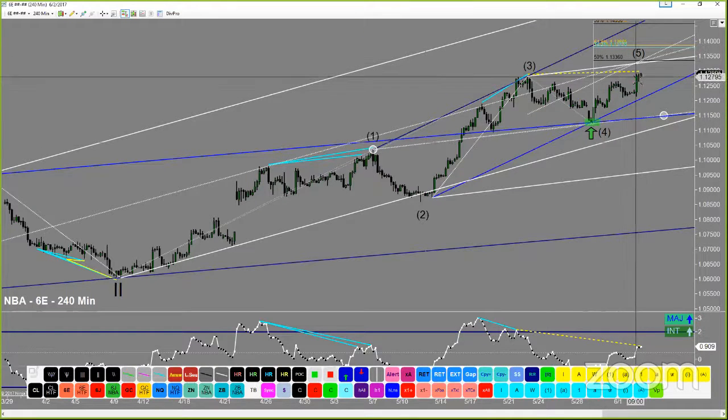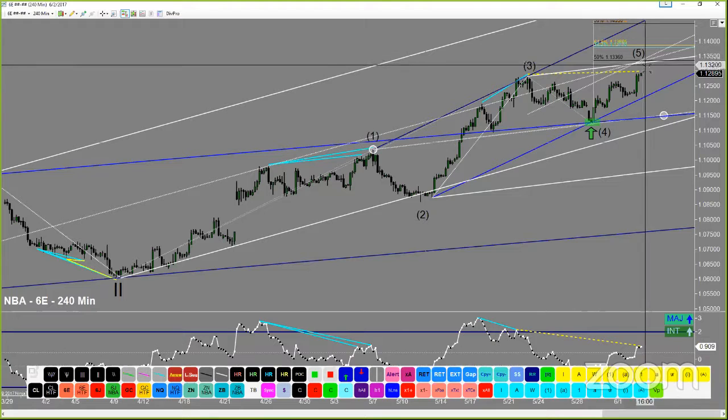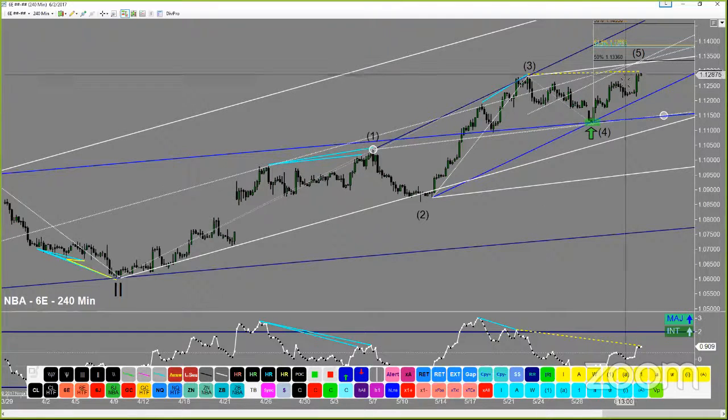It looks like an incomplete fifth now. We did break this previous third, so we've satisfied the minimum requirement for this to be a completed five-wave move up. But there's so much upside that we're still expecting. I wouldn't be surprised if we keep hitting higher.